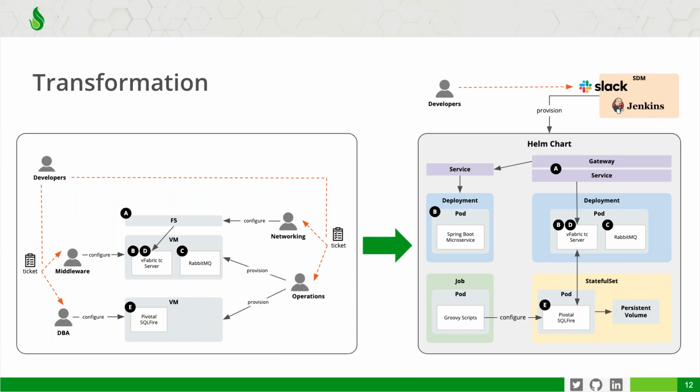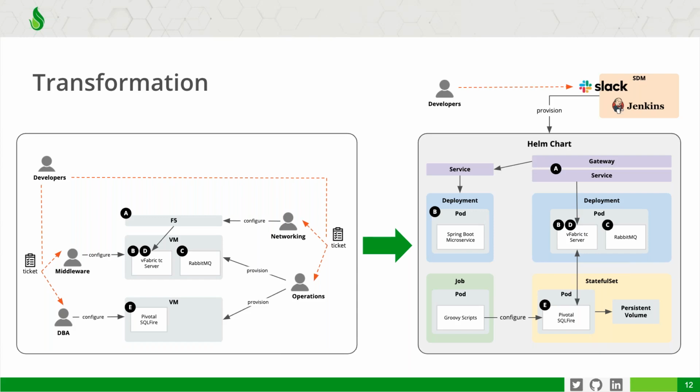The first one I was going to talk about here was this transformation that you see. This is going from, on the left, an application that's running on VMs. There's an F5. There's a whole bunch of teams involved with passing tickets around to get various parts of the application deployed. And then on the right, you see the to-be architecture, where they've adopted an orchestration system for containers. In this case, we're talking Kubernetes.